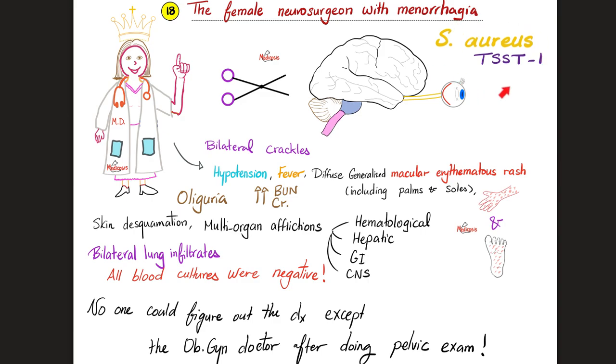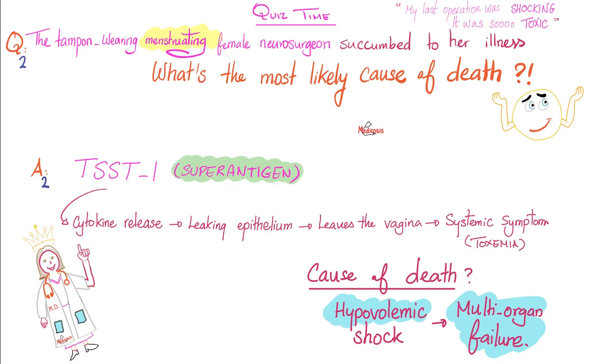This was toxic shock syndrome caused by staph. Why did my hero succumb to her illness? Because most doctors are doofuses. And because toxic shock-like syndrome can lead to hypovolemic shock with multi-organ failure due to decreased tissue perfusion.